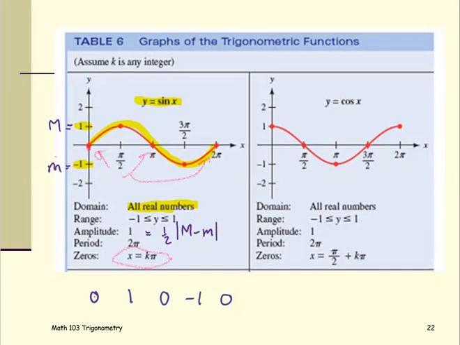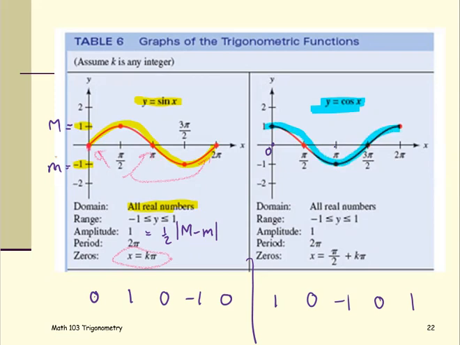For the graph of y equals cosine x, the 5 key points would be 1, 0, -1, 0, and +1 at the 5 key points within the angle from 0 to 2 pi, or within one cycle of the graph.